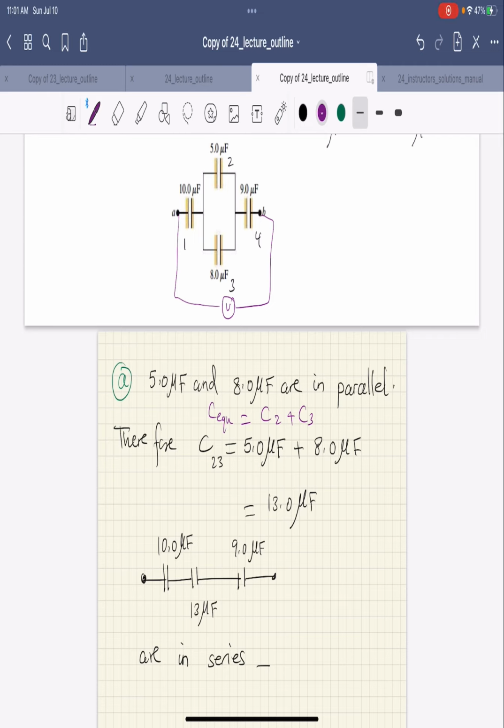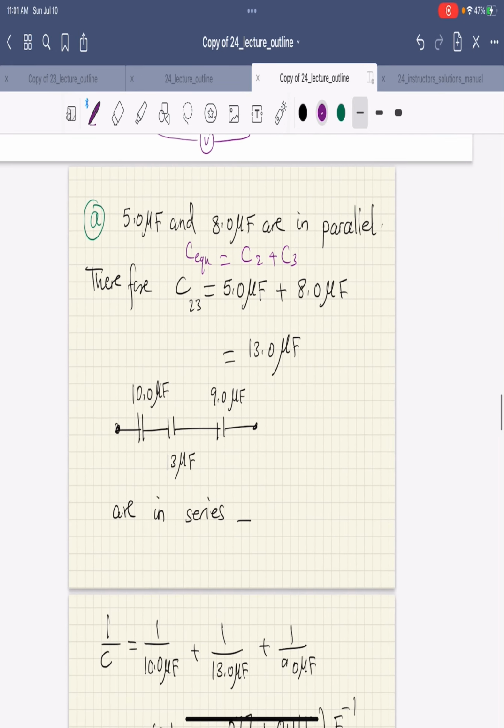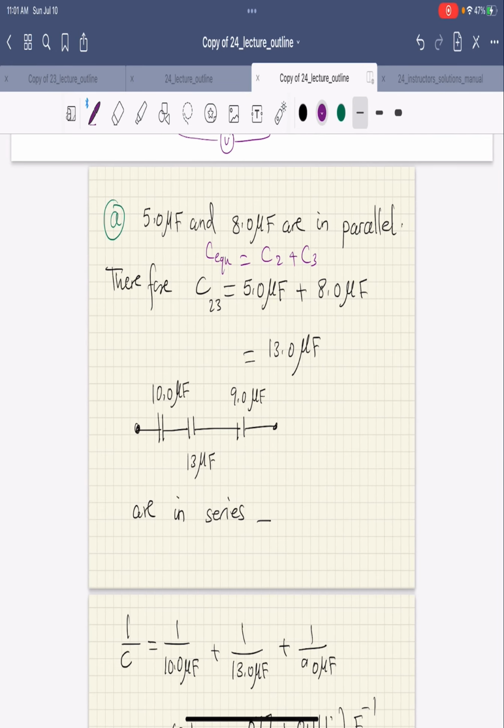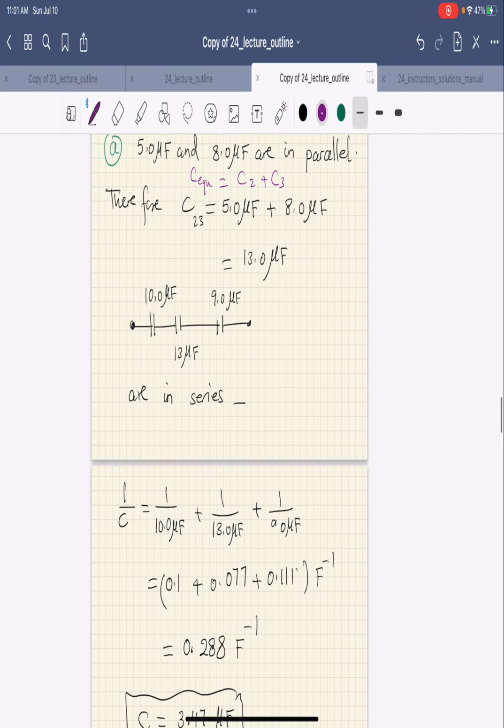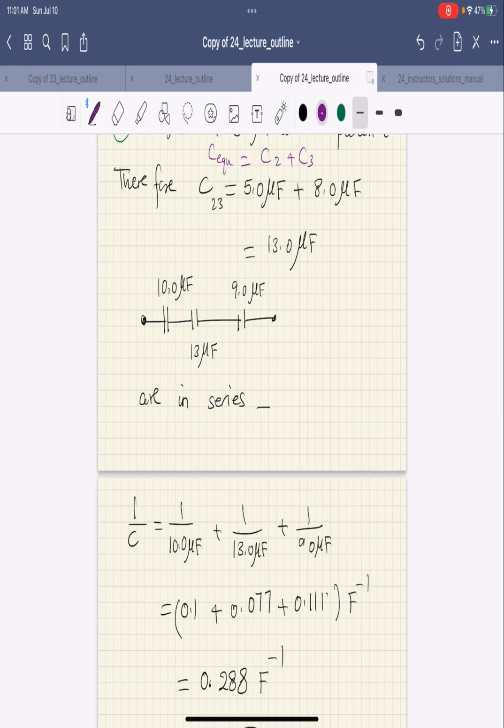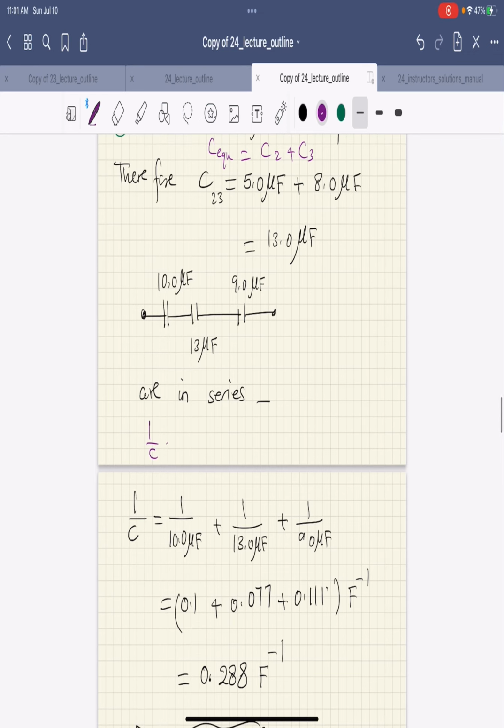It's very helpful if you draw the network after calculating each equivalent, so that you will not be lost. Now I have the 10 with the 13 with the 9. All of them are in series. Therefore, I can say 1 over C is going to be 1 over C10 plus 1 over C13 plus 1 over C9.